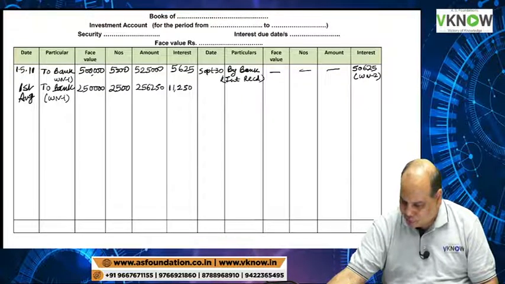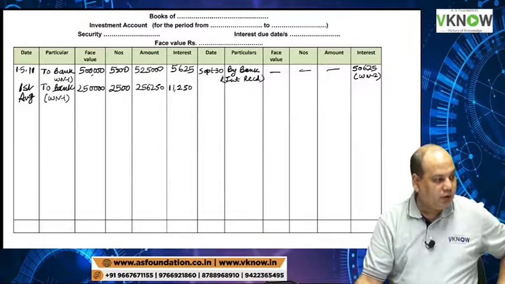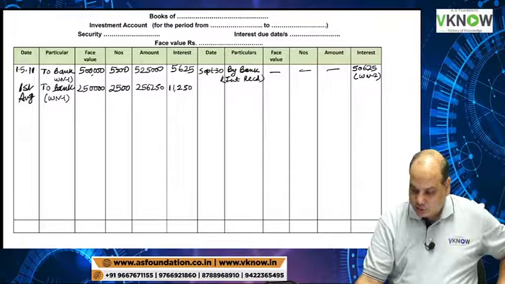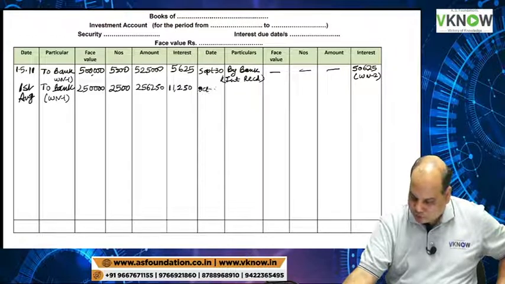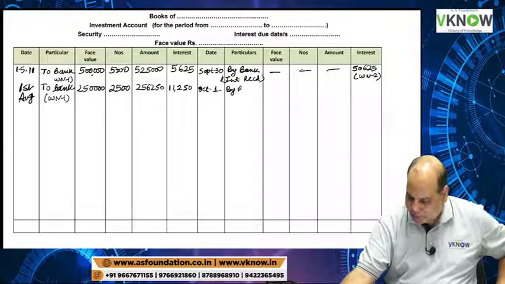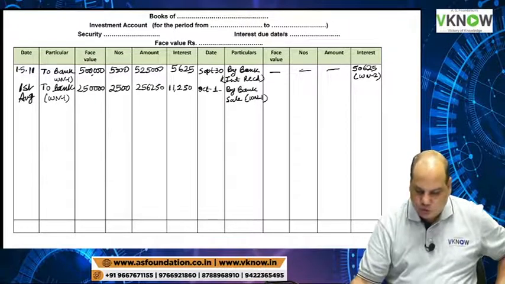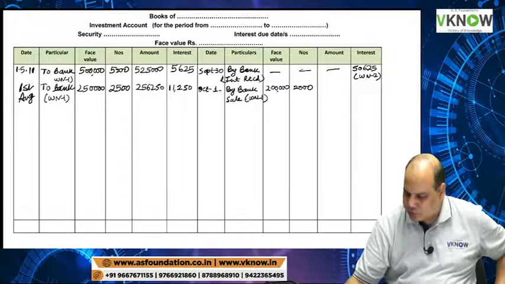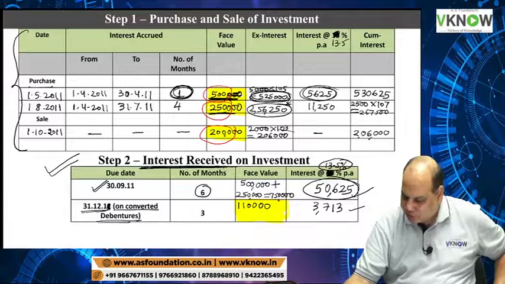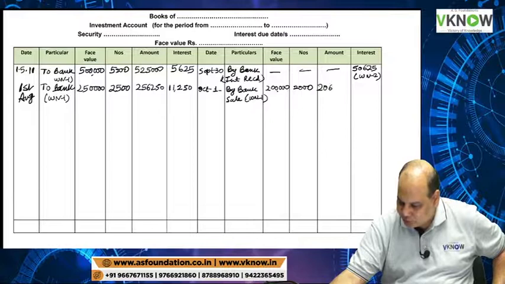Working note 2. Below working note 2 is right. Working note 2. Then there is a sale entry on October 1st, by bank, sale, working note 1. You have sold investment of 2 lakh face value. 2,000 is the quantity, and on the screen you see 2,06,000 is the ex-interest amount realized. 2,06,000.